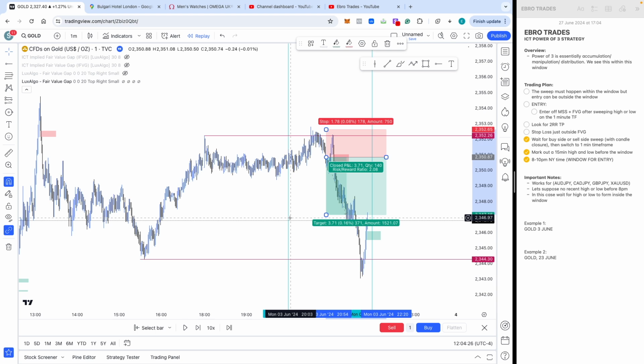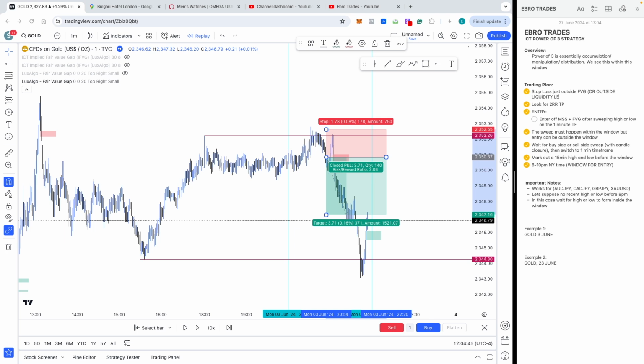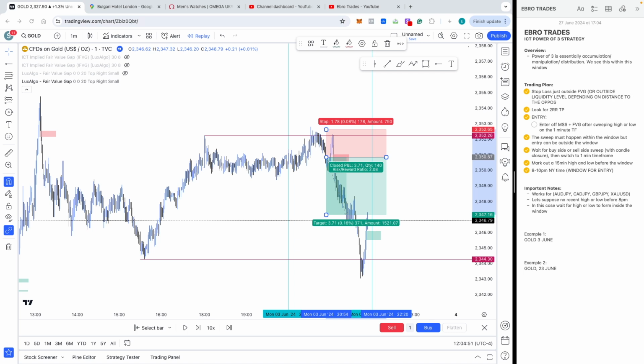we are now looking for a market structure shift followed by a fair value gap. And that is our entry. And then we're looking for 2 RR for our first TP and stop loss just outside the FVG or outside liquidity level, depending on distance to the opposite side liquidity.